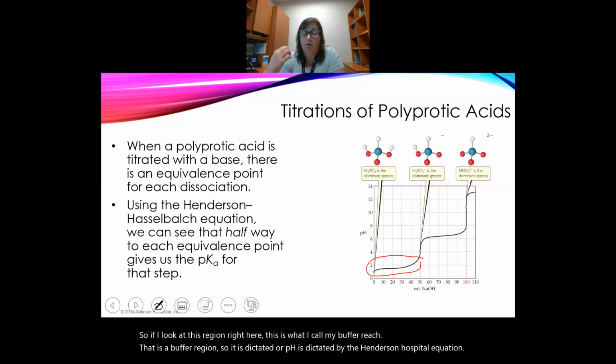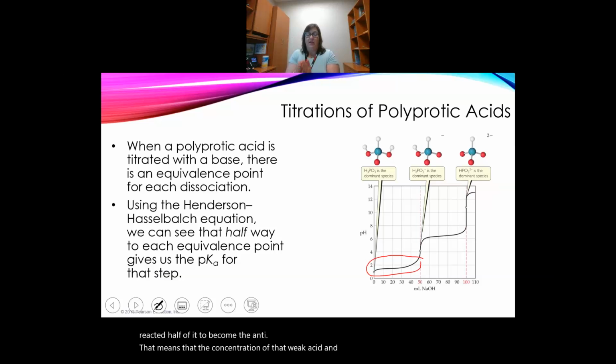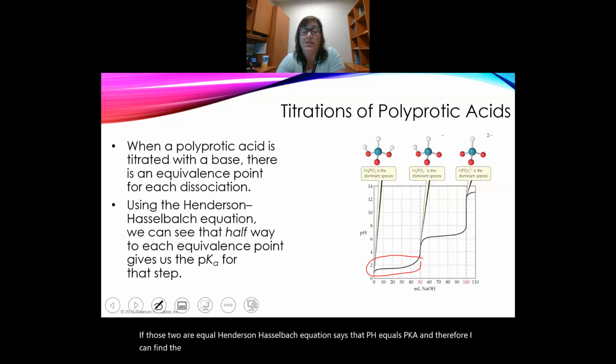When we get to halfway to the equivalence point, I've taken the acid that I had initially and reacted half of it to become the anion. That means the concentration of that weak acid and the concentration of the anion are equal. If those two are equal, the Henderson-Hasselbalch equation says that pH equals pKa. Therefore, I can find the Ka at that half equivalence volume.